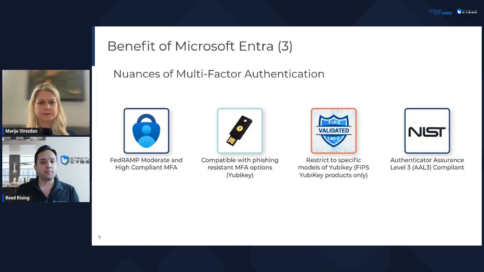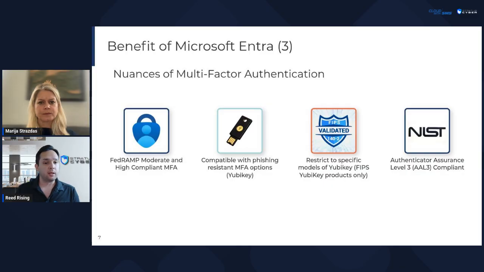Additionally, FedRAMP High requires FIPS validated cryptography to use. And sorry, not just FedRAMP High, but FedRAMP in general requires FIPS validated encryption to be used. FIPS is a very high standard of encryption that's validated by the government. So the security keys, such as YubiKeys that you use, have to be FIPS validated.